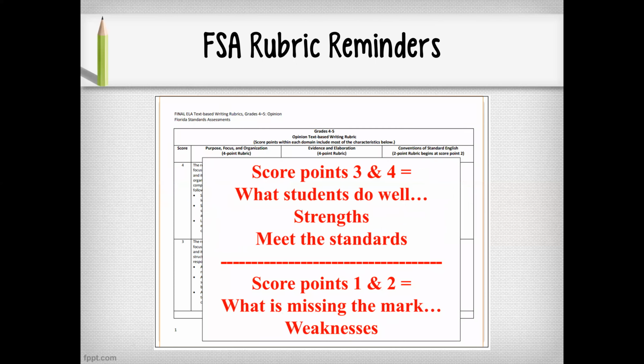All right, so some more reminders before we start really breaking down the language. In a score point of a 3 or a 4, you're really focusing on what the students are doing well or their strengths. Remember that 3 and 4 is where they are meeting or going above the standards. And then when you focus on score points 1 and 2, when we just talked about they really just don't know what to do or they're just trying to do it, you really focus on kind of what's missing the mark or their weaknesses. And you'll start to see how the language in the rubric kind of matches this idea.